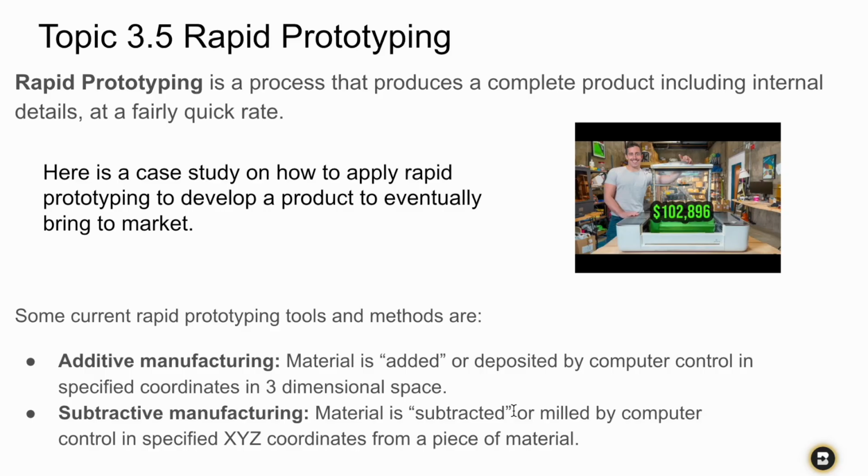Hi, this is a recorded lecture for the DP Design Technology Topic 3.5 Rapid Prototyping. So first of all, rapid prototyping is a process that produces a complete product, including internal details, at a fairly quick rate. And here's a case study, it's a good video to watch, of how to apply rapid prototyping to develop a product to eventually bring to market.